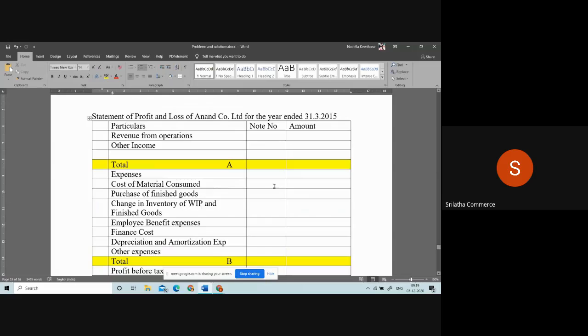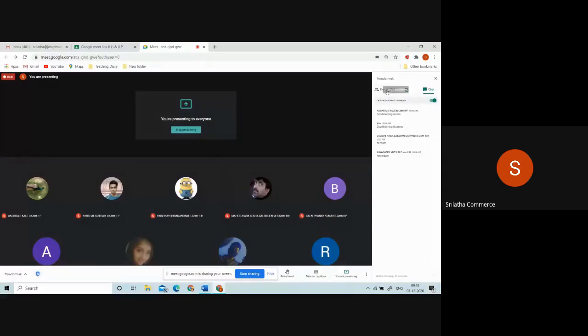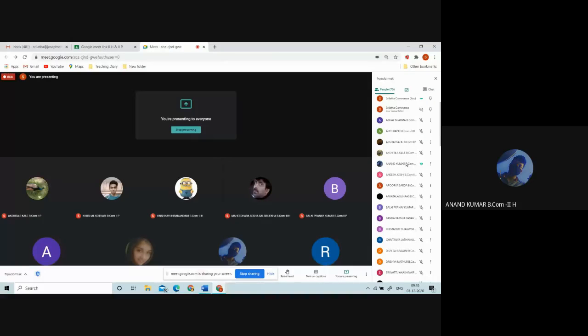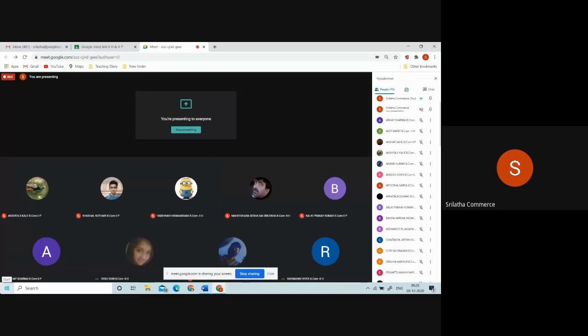Under A bit, I want any one student to tell fast what we take. Or shall I tell the names? Revenue from operations, other income, and total revenue. Yes. Under A bit, we show revenue from operations, other income, and from that you get the total income. That is A bit. Then under B bit, what do we take first?